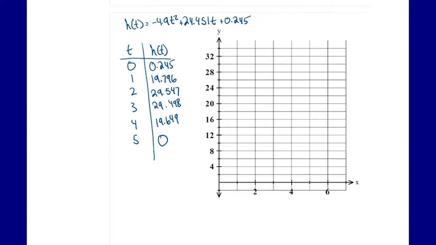So if I want to plot that, 5 and 0, 1 and 0.245, 1 and 20 just below, 2 and 29, 3 and 29 essentially, 4 and 19.67, roughly what we just saw. And if I sketch my quadratic, it looks something like this. So now I've graphed my quadratic, right, or the pathway of the firework.